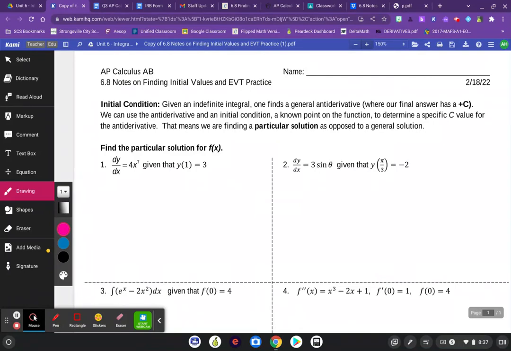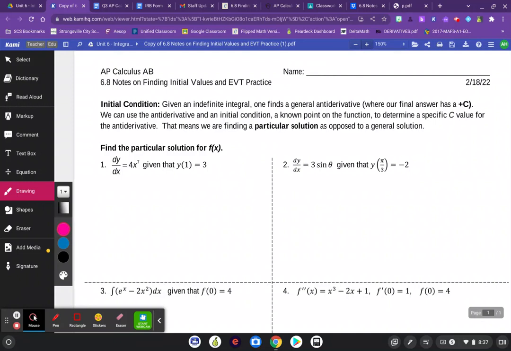Okay, so you remember when we were doing antiderivatives and there were no limits, no upper and lower limit, and so we had a plus c at the end. That's called a general antiderivative or a general solution. But what happens if I have a known point on that particular function? I could use that known point to find the actual c value, and that means that we're finding a particular solution. And so that's what we're going to do today.